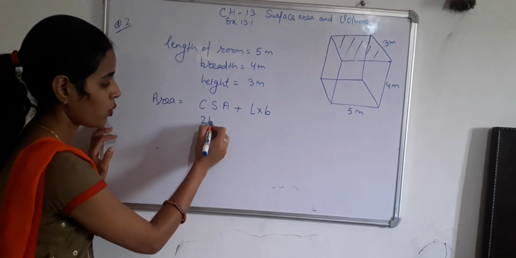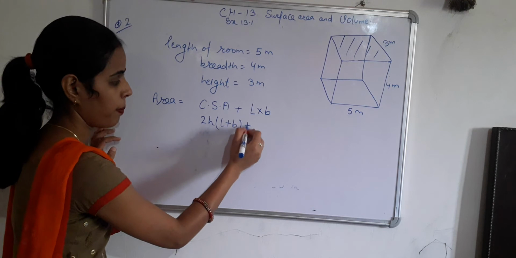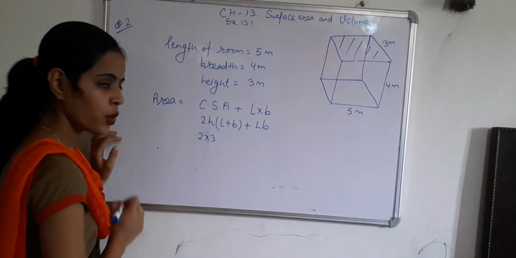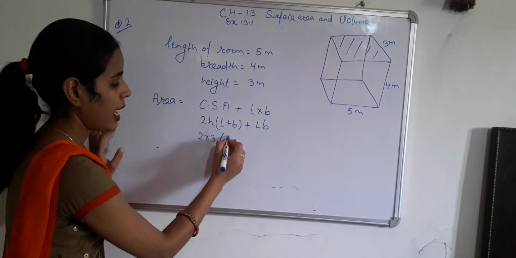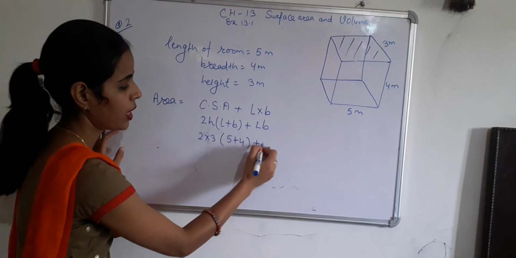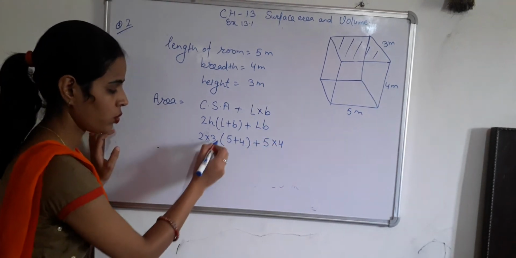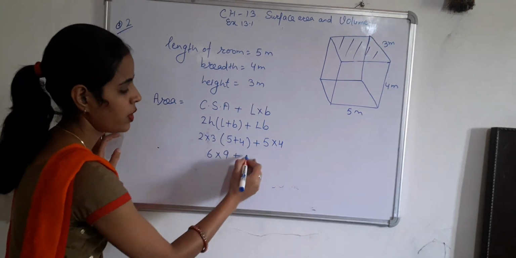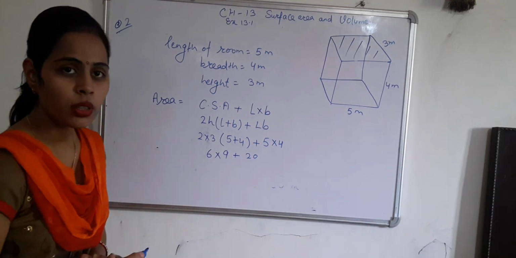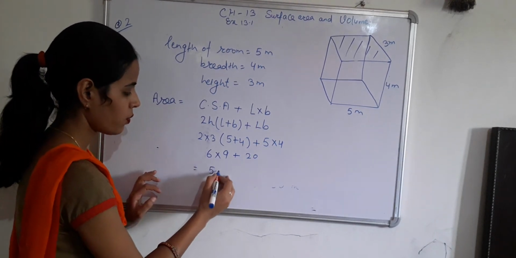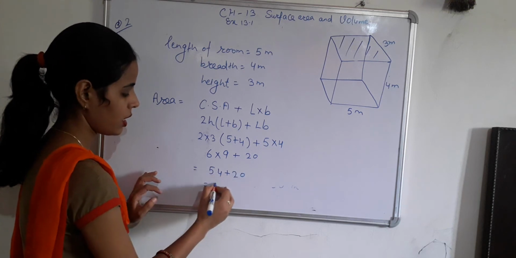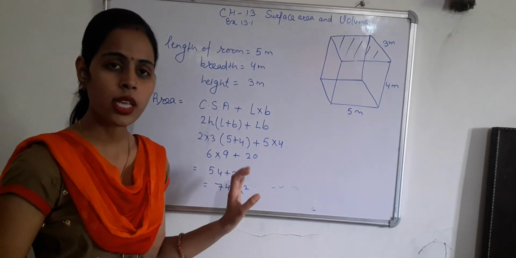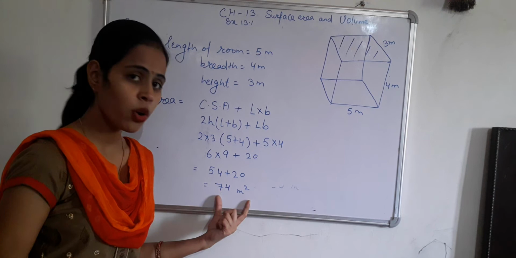Covered surface area 2H into L plus B, plus L into B. Here H is 3, 2 into 3. L is 5, B is 4, plus 5 into 4. 2 into 3 is 6, into 5 plus 4 is 9, plus 5 into 4 is 20. 6 into 9 is 54, plus 20 is equal to 74 meter square. So area of 4 walls and ceiling is 74 meter square.